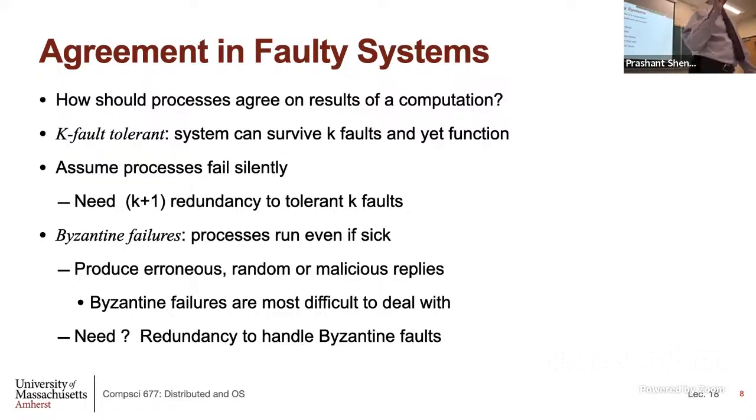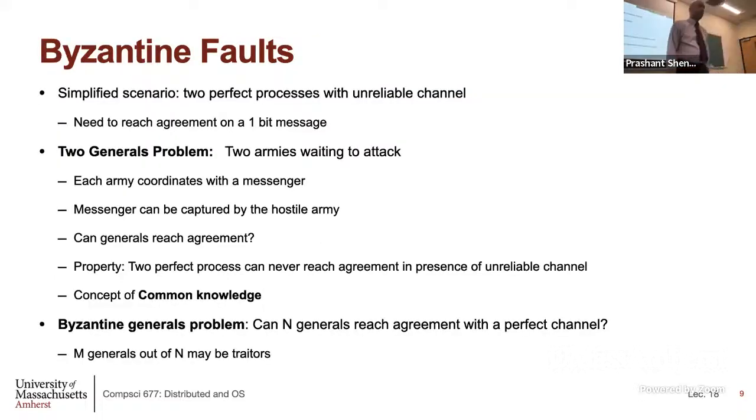To tolerate K crash faults, you just need K plus 1. To tolerate K Byzantine faults, you need a lot more, as we will see, because these types of failures are difficult to actually detect and overcome. You might just have processes that are producing incorrect results to confuse the system. So let's now talk about Byzantine faults. We'll talk about several different scenarios.